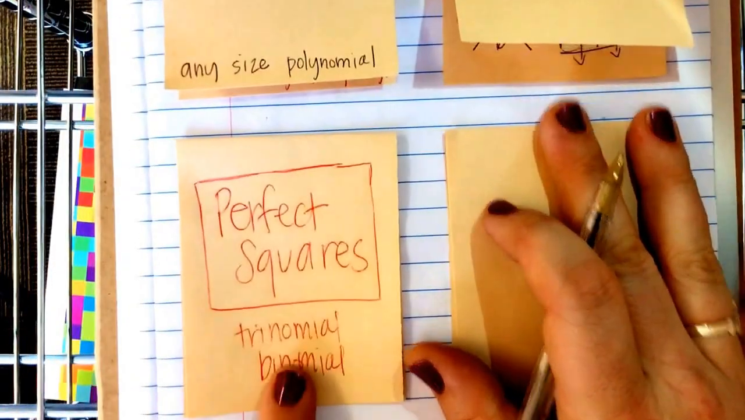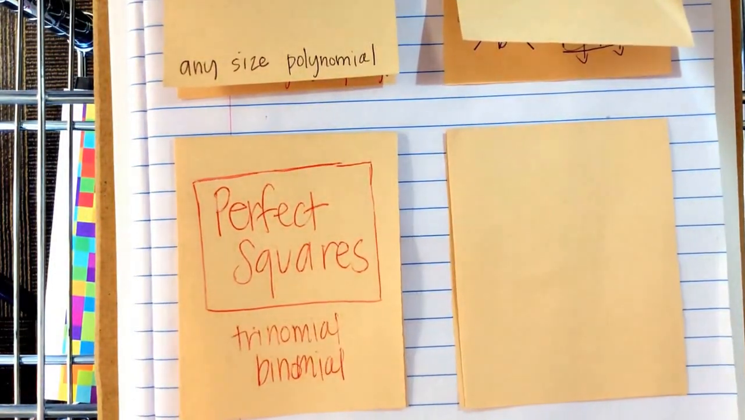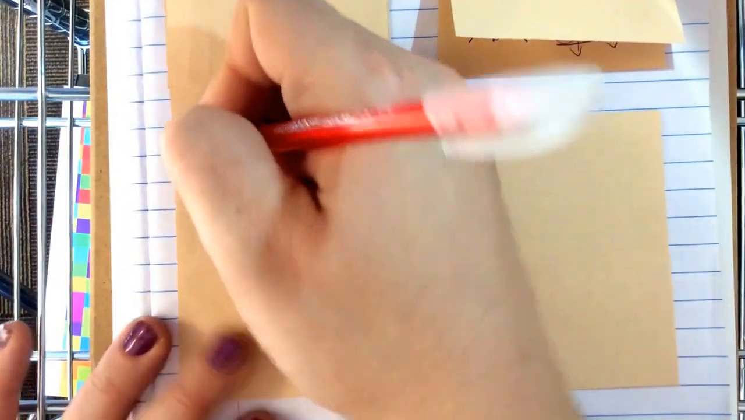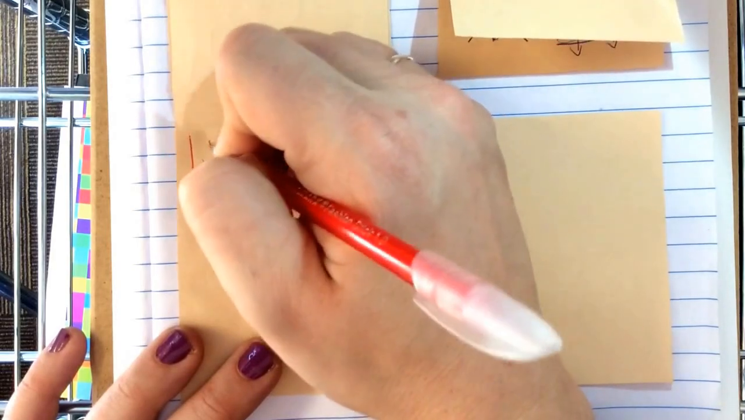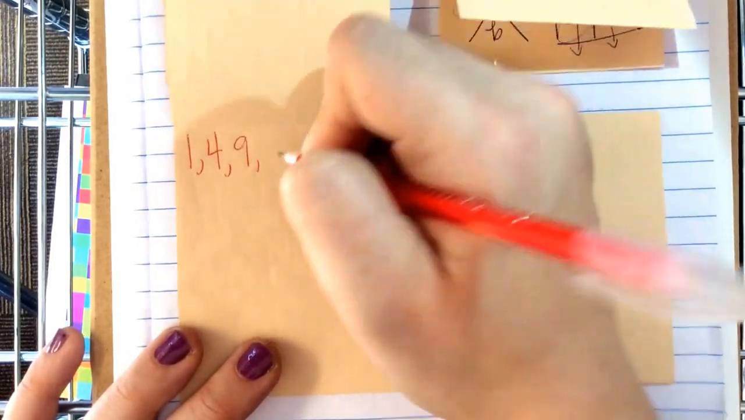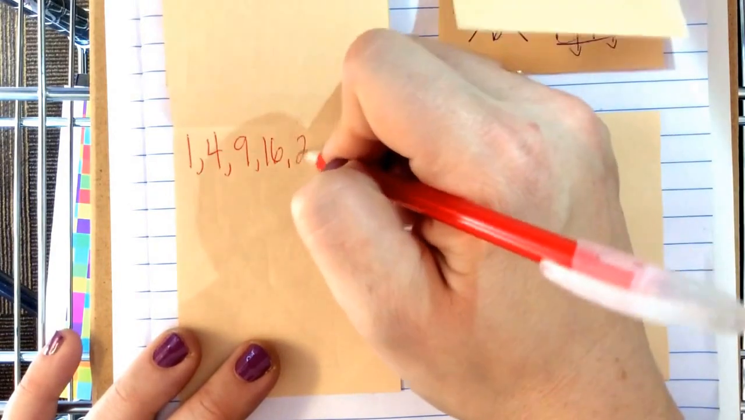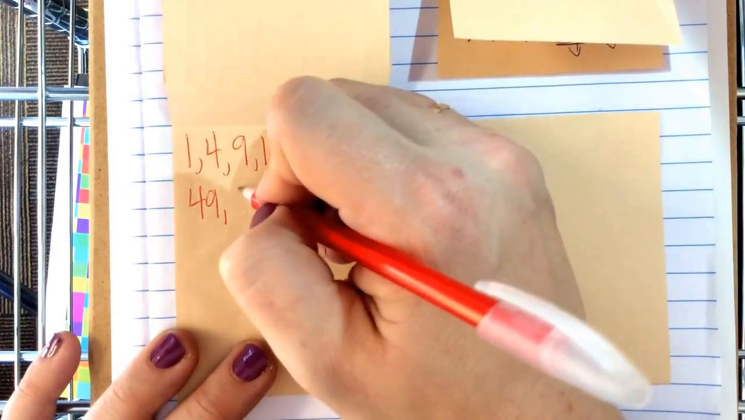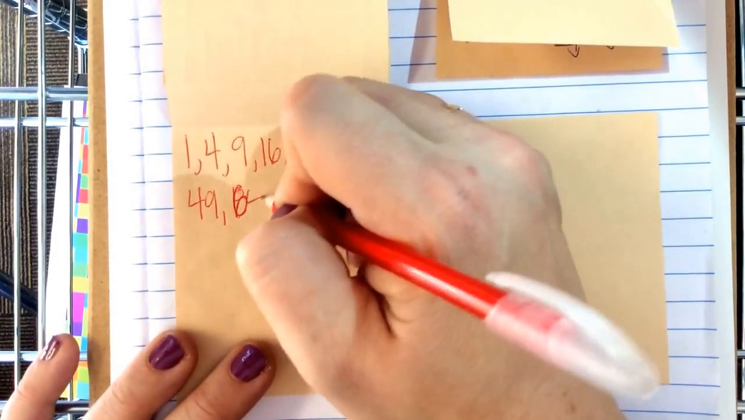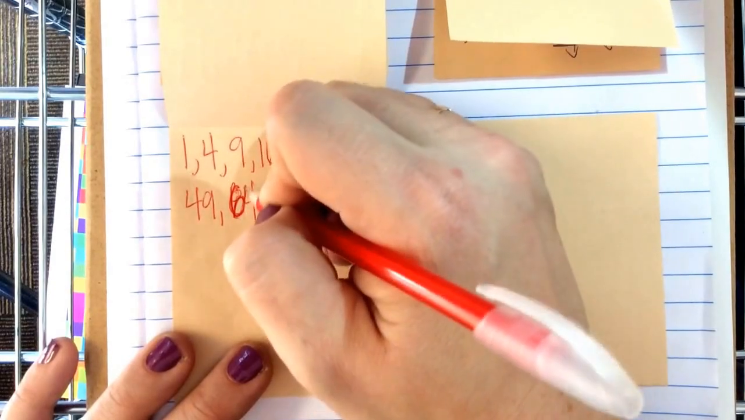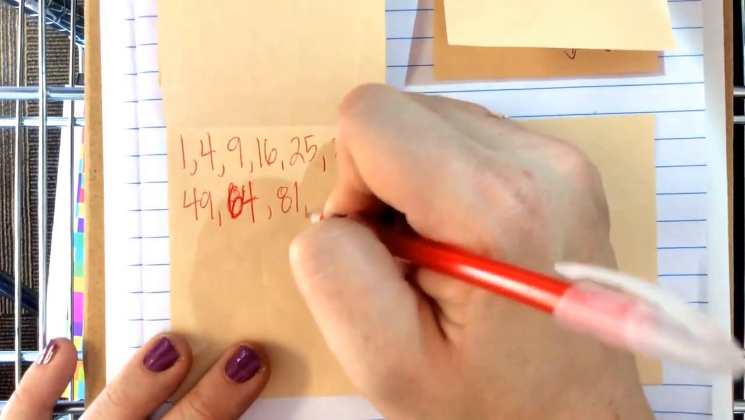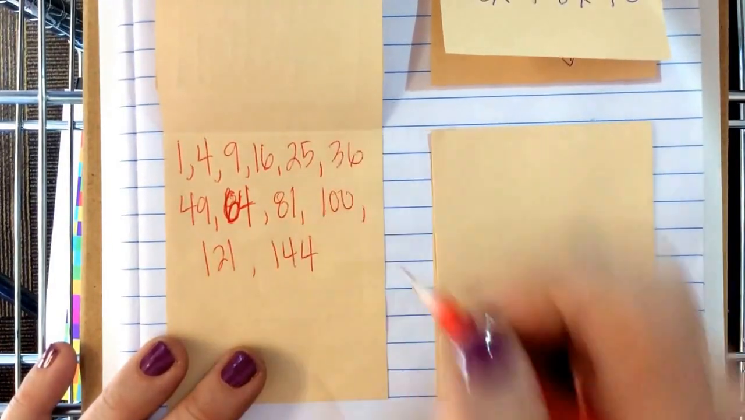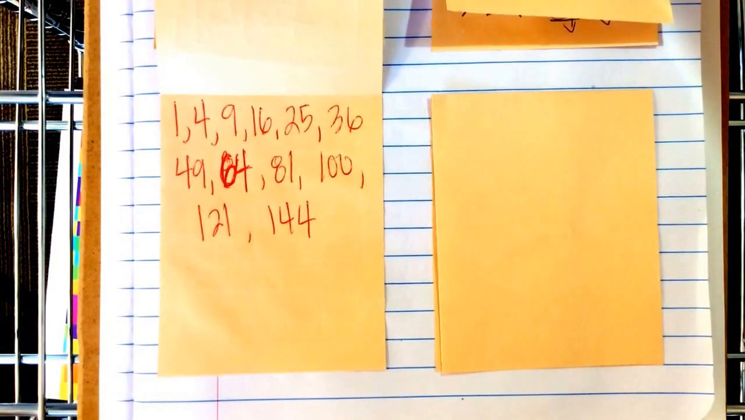If you liked yesterday's lesson about perfect squares, you can do the perfect square rules. Let's make a list of perfect squares in here. What are they? 1, 4, 9, 16, 25, 36, 49, 64, 81, 100, 121. You look for those perfect squares.